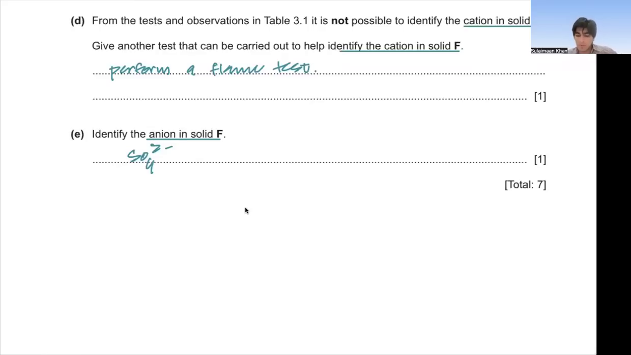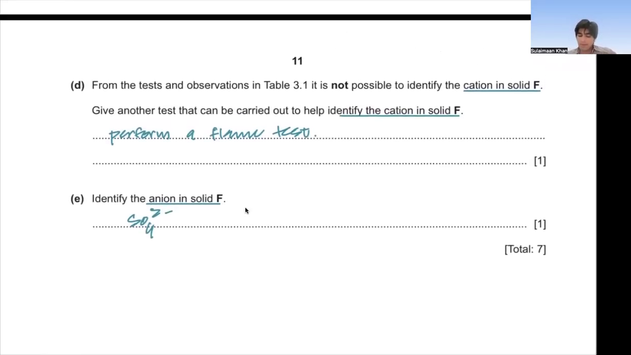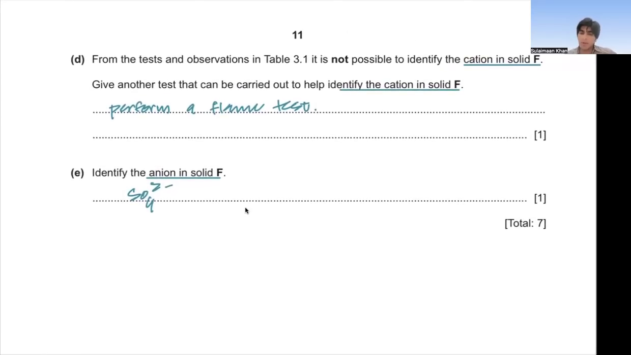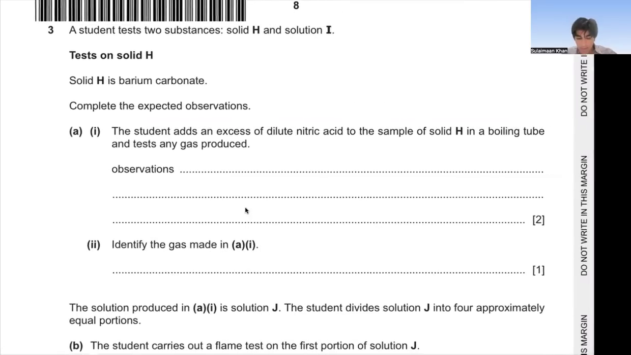Why not add ammonium hydroxide? Because if you added ammonium hydroxide or aqueous ammonia, you'd realize that it would roughly give you the same observations as with sodium hydroxide. So if you aren't getting observations with sodium hydroxide, it is very much possible that you won't get observations with aqueous ammonia. So what's the other way left? The other way left is to perform a flame test. Let's move ahead. Solid H.